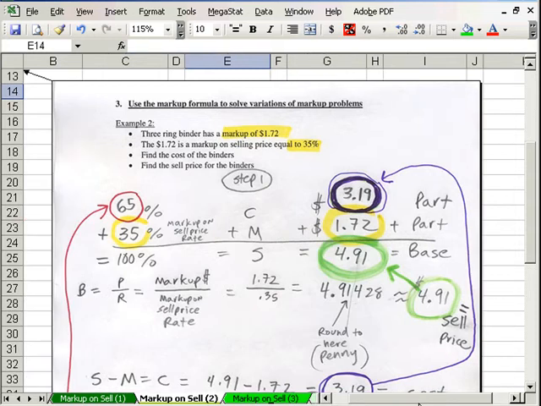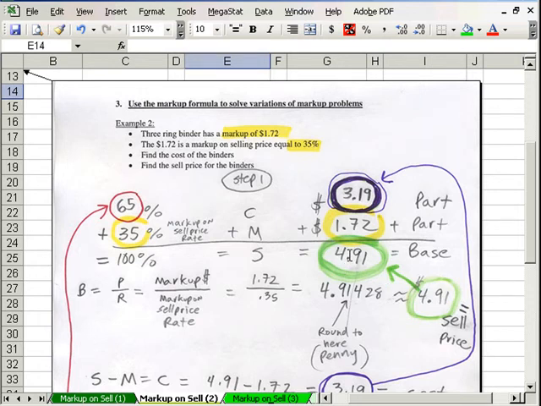Step number one, if I can adjust our screen, let's put our 35% into our little template and our $1.72. Notice base is sell price because we're doing markup on sell price. So once we know a part and a related rate, we can simply divide them to get our base. So here it is, base equals part divided by rate. In our case, we have markup in dollars, $1.72, divided by markup on sell price rate, 35%. But when we divide it, we get all sorts of decimals hanging out there, so we have to round to the penny, so we get $4.91. We plug that in there.